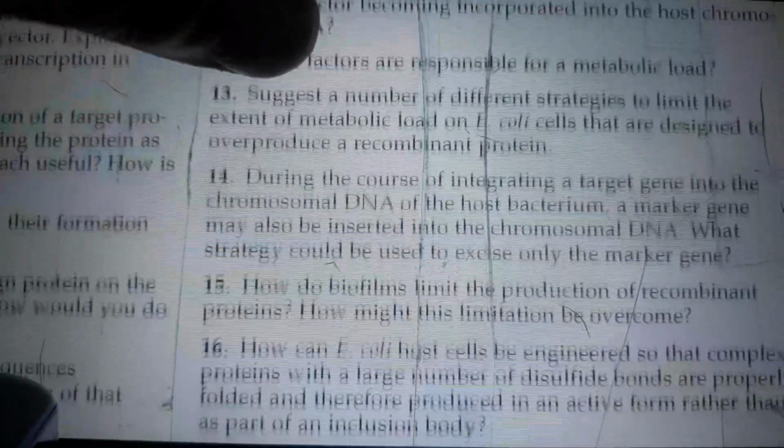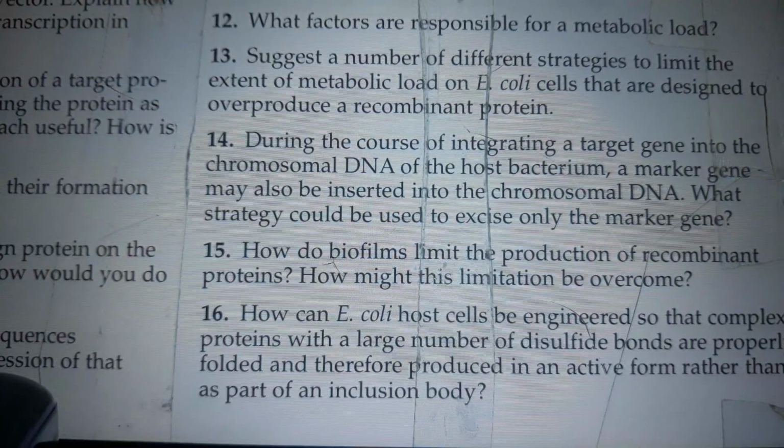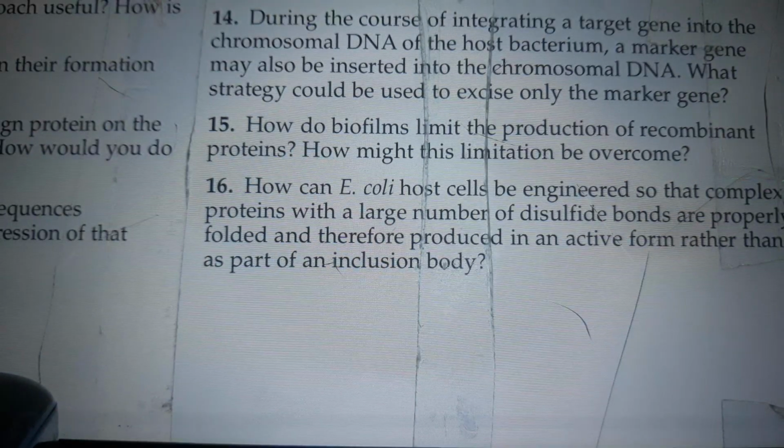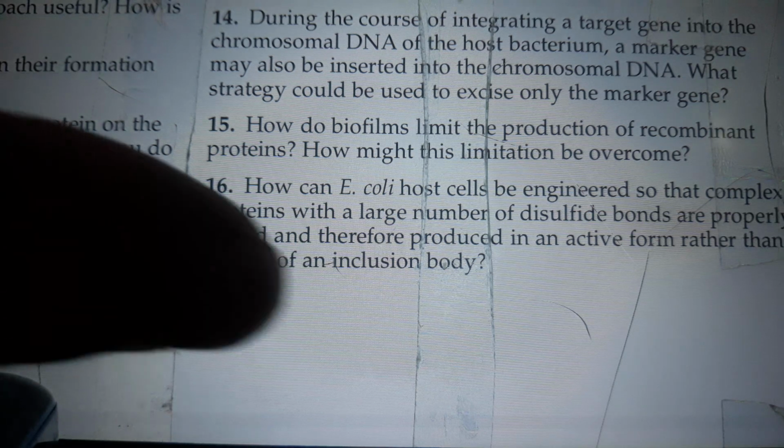What factors are responsible for a metabolic load? Suggest a number of different strategies to limit the extent of a metabolic load on E. coli cells that are designed to overproduce a recombinant protein. During the course of integrating a target gene into the chromosomal DNA of the host bacterium, a marker gene may also be inserted into the chromosomal DNA. What strategy could be used to excise only the marker gene?